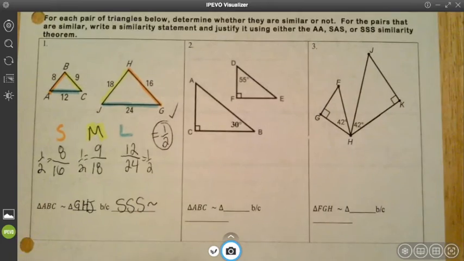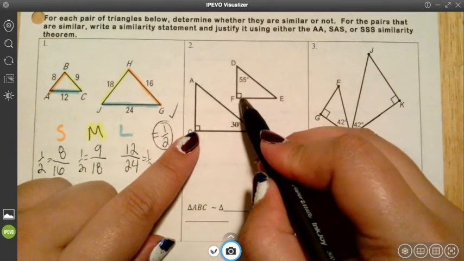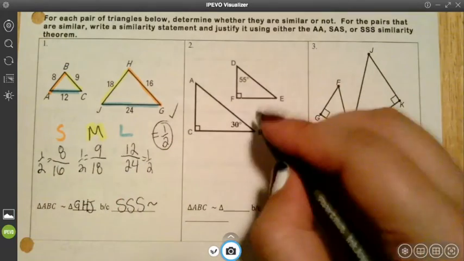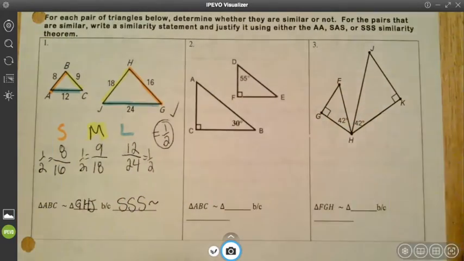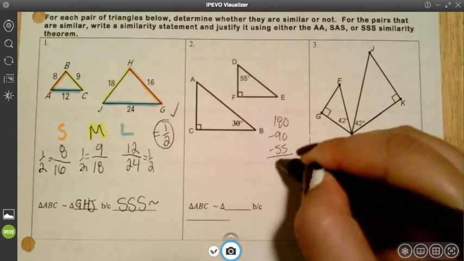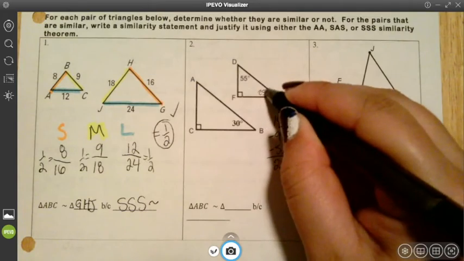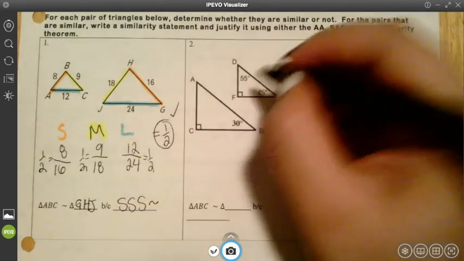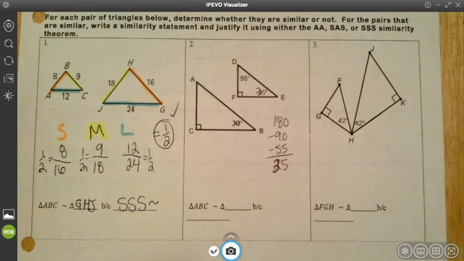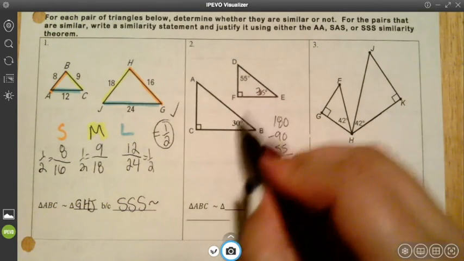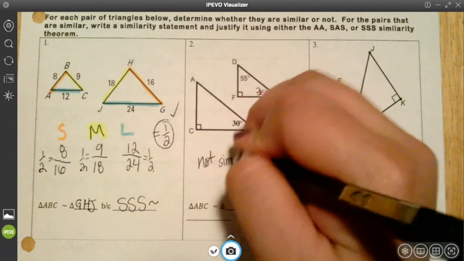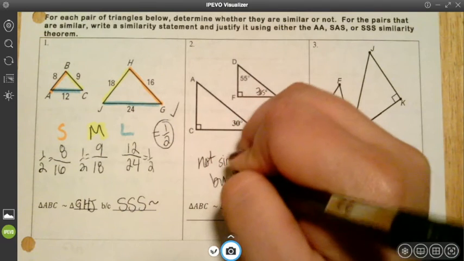For example 2, we are given an angle here, but we're not given a second angle that corresponds. So what we need to do is find out, is angle E also 30 degrees? We do 180 minus 90 minus 55. That gives us 25. Sorry, it gives us 35. And so that tells us that these 2 triangles are not similar by angle.